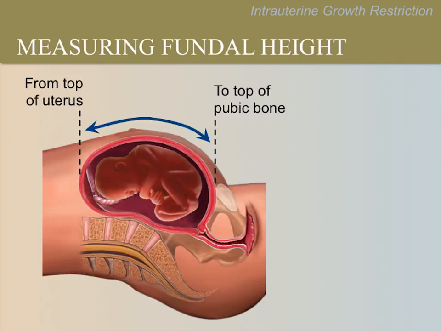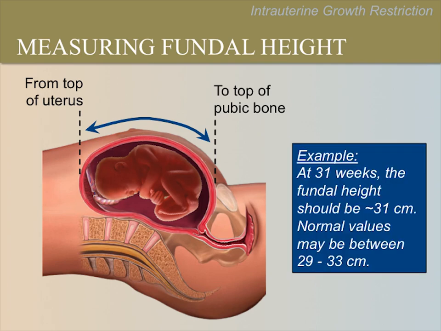Here is an illustration that better shows how to measure the fundal height from the top of the pubic bone to the top of the uterus. Use your hand to find the top of the uterus by pressing on the mother's abdomen. For example, if the gestational age established by an early ultrasound is 31 weeks, the fundal height should be approximately 31 centimeters, but normally might range between 29 and 33 centimeters. Measuring fundal height accurately requires practice, and if you do not have a lot of experience, ask another provider with more experience to confirm your measurements.